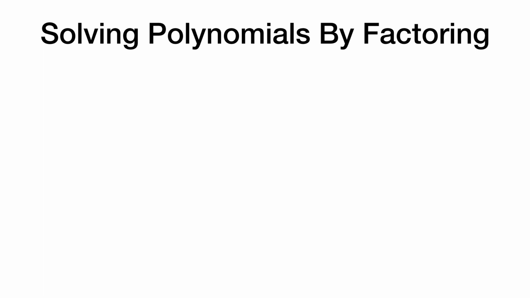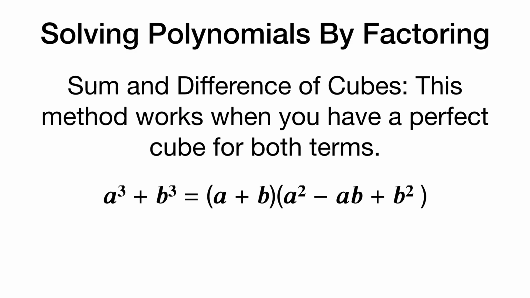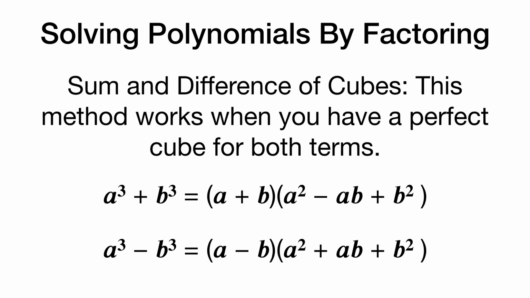So, the first way that we're going to learn to do this is by sum or difference of cubes. This method works when you have a perfect cube for both terms. I'm going to be a lot faster on this one than in the other video, hence why it was 48 minutes long. So here's our first formula: a cubed plus b cubed is a plus b times a squared minus ab plus b squared. Then the difference is the same, but now it's a minus b times a squared plus ab plus b squared.